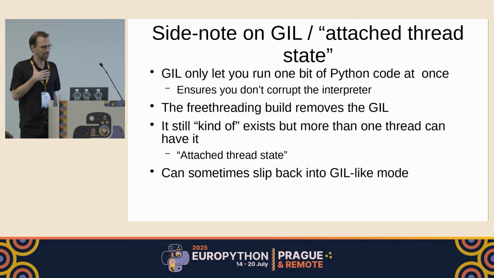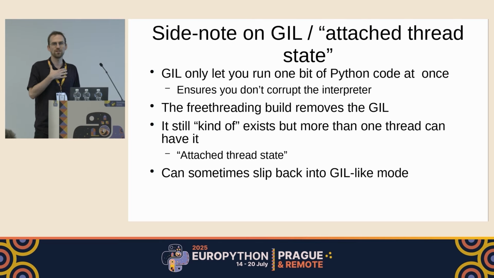Before we go too much further, you hopefully know about the global interpreter lock, this giant lock that used to exist to protect the Python internals from corrupting themselves. So it's mostly for the benefit of Python, not for the benefit of you. It's just to make sure that Python can work and doesn't mess up. The free-threaded build, which is currently still somewhat experimental, removes that. The idea in the free-threaded build is that instead of the global interpreter lock, you have an attached thread state, which more than one thread can hold.